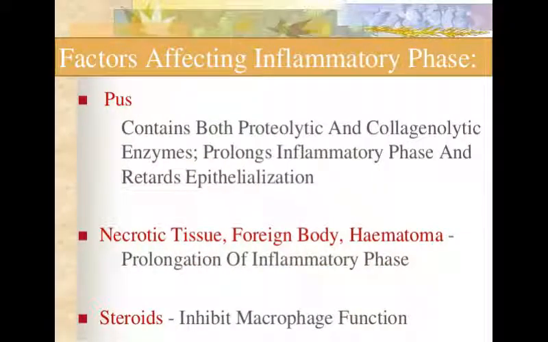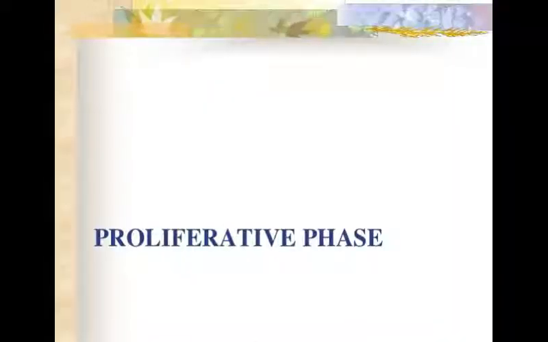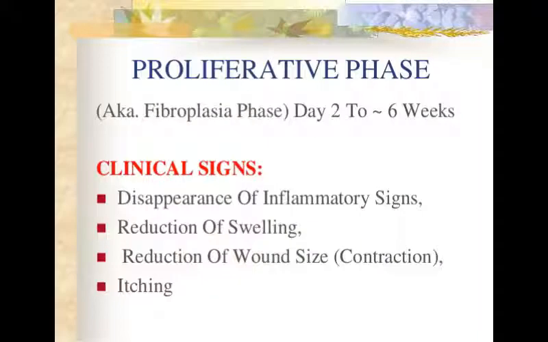Factors affecting the inflammatory phase are pus, necrotic tissue, foreign body, hematoma and steroids. Pus contains both proteolytic and collagenolytic enzymes, prolongs the inflammatory phase and retards epitheliogenesis. Necrotic tissue, foreign body and hematoma prolong the inflammatory phase. Steroids inhibit macrophage function. And the proliferative phase, aka fibroplasia phase, lasts 2 to 6 weeks.